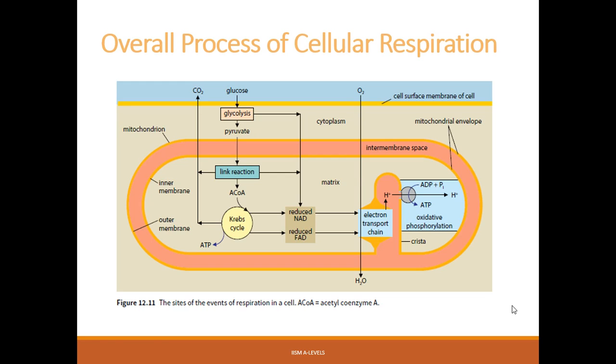And then all of the reduced NAD and reduced FAD produced in glycolysis, link reaction and Krebs cycle will be taken to the electron transport chain on the inner membrane of the mitochondrion for the final stage of cellular respiration, which is oxidative phosphorylation. And then you have oxygen here. Oxygen that is absorbed from the blood vessels will be used as the final electron acceptor and will combine with hydrogen ions to form water molecules as a byproduct.